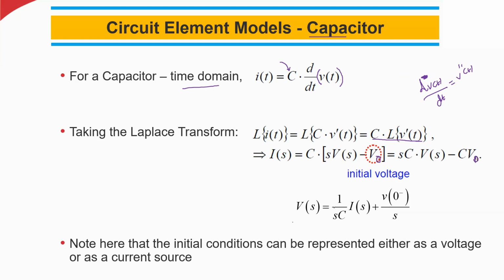V(s) is equal to 1 divided by sC times I(s), plus V(0-) divided by s. C is the capacitance value. s is the Laplace transform variable, the complex variable or complex number. I(s) is the current flowing through this capacitor, and V(0-)/s is the initial voltage across the capacitor. Before I close the switch, what is the voltage across this capacitor? Note that the initial conditions can be represented either as a voltage or current.